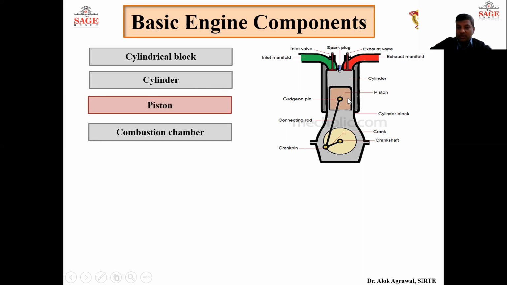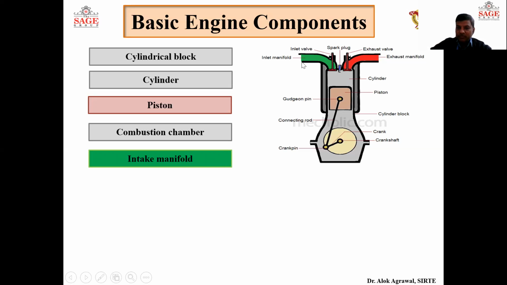Next one is the combustion chamber. The combustion chamber is a space between the piston and the cylinder head where the fuel comes inside the cylinder, burns, and expands, and the whole combustion phenomenon takes place. That's why it's called the combustion chamber. It is not a component, it is a space of variable volume. When the piston moves up, the space decreases, and when the piston moves down, the volume increases.